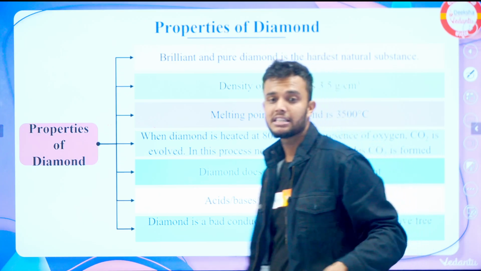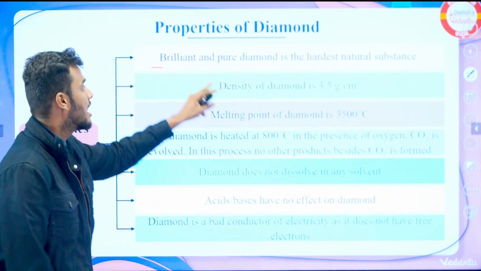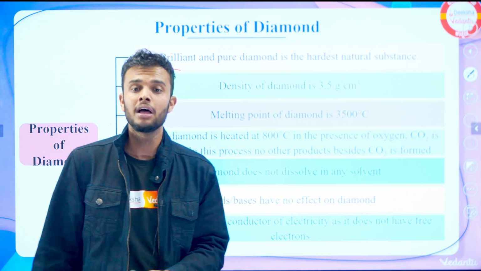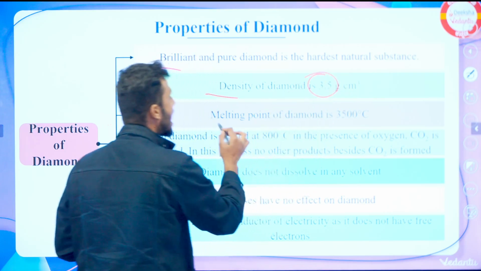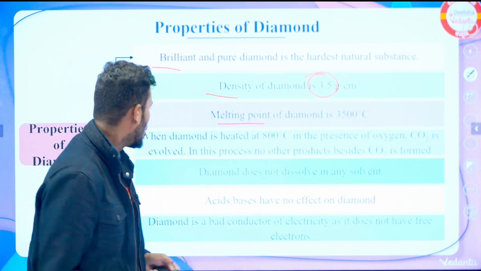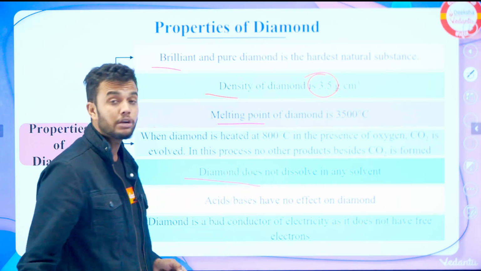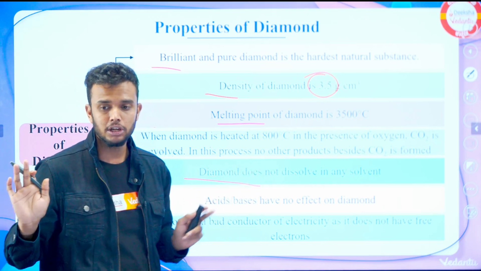Next, move on to the properties. These are the properties of diamond. First property, it has a brilliant and pure look. It is the hardest natural substance, it is hard, it has a density of about 3.5, and the melting point of diamond is high. Okay, then diamond does not dissolve in any solvent. In any solvent it does not dissolve, students.